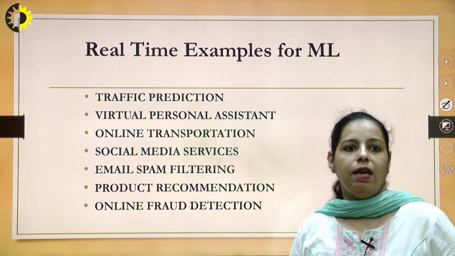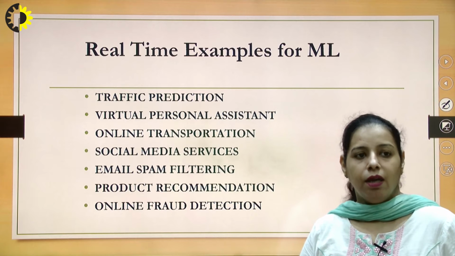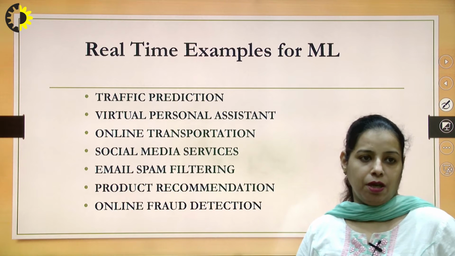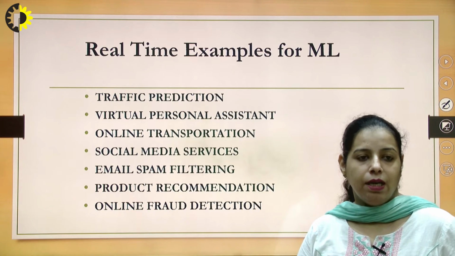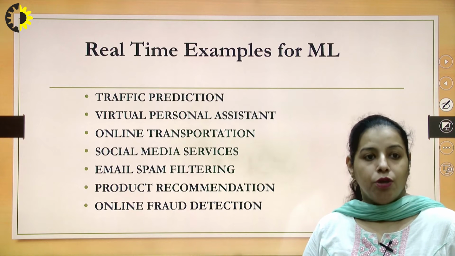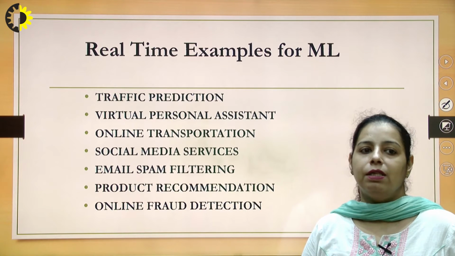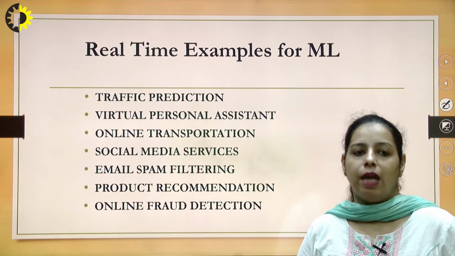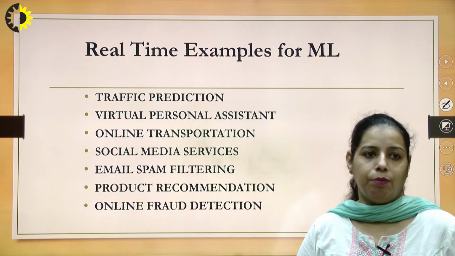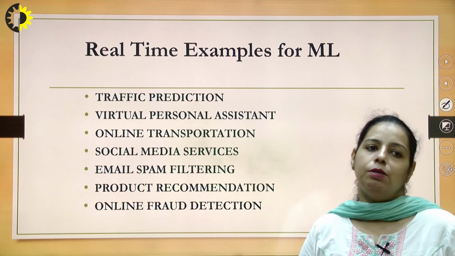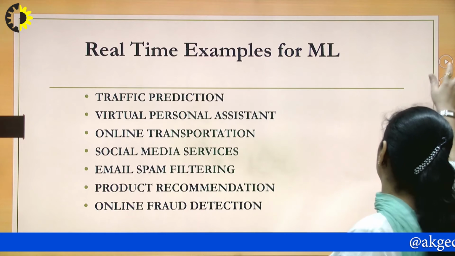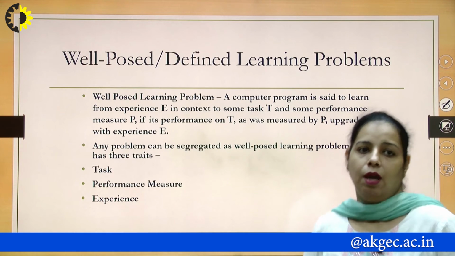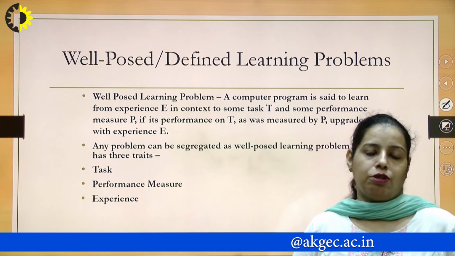So, if we look at the real-time examples for machine learning, they are like traffic prediction, virtual personal assistant, online transportation, social media services, email spam filtering, product recommendation, online fraud detection, and there are so many other examples also where ML is being used. Now, this is all about the introduction of machine learning.